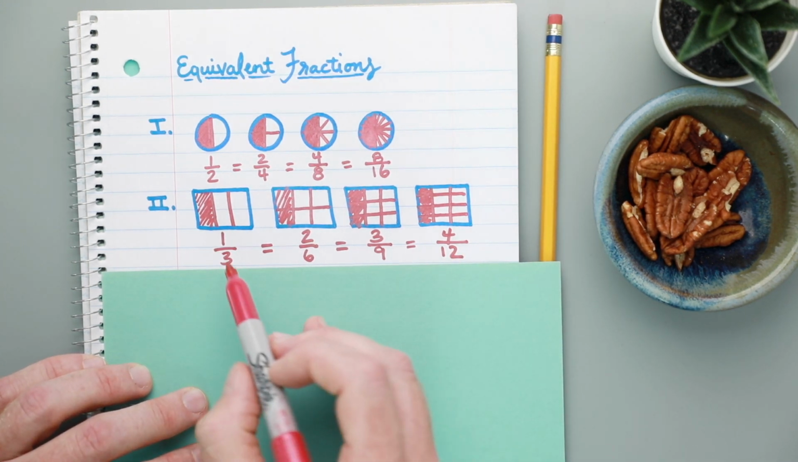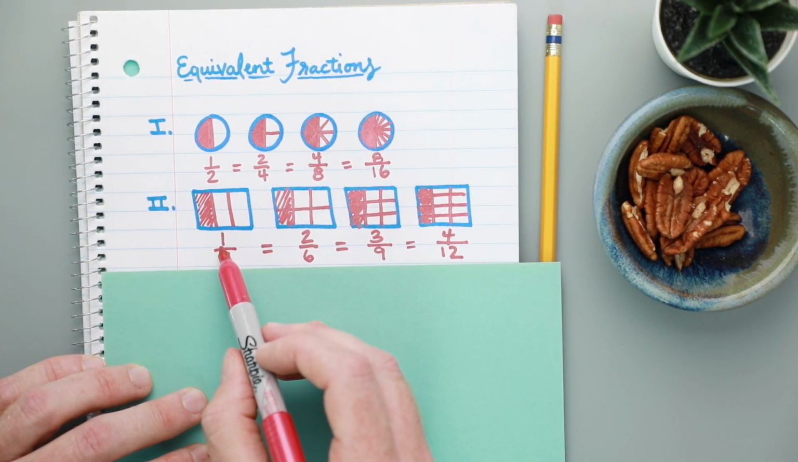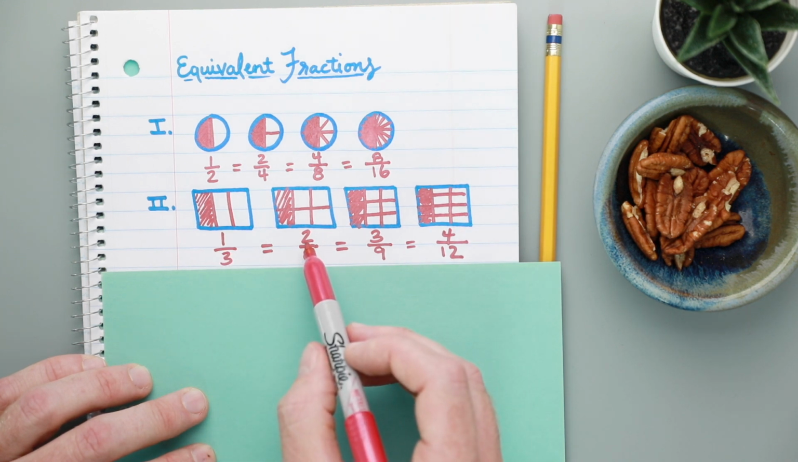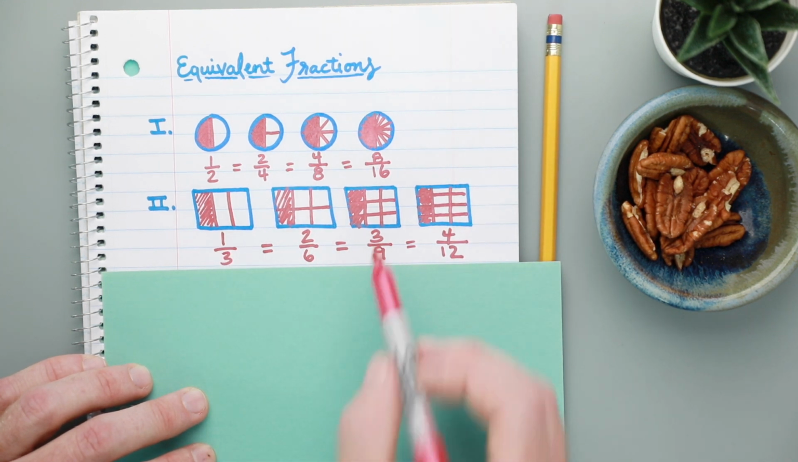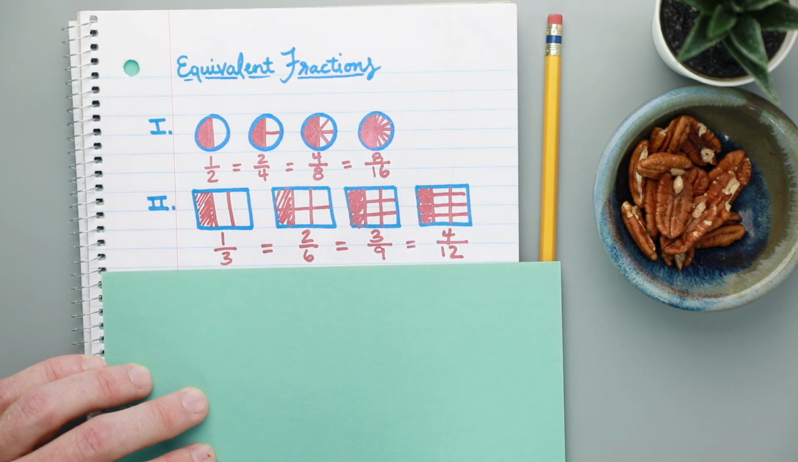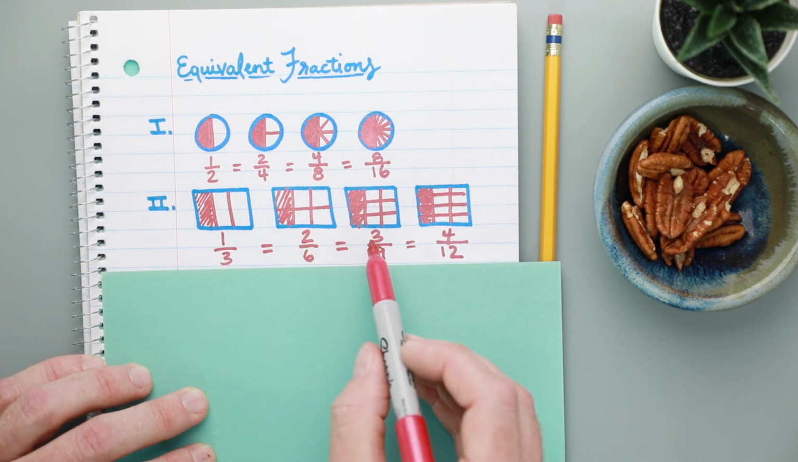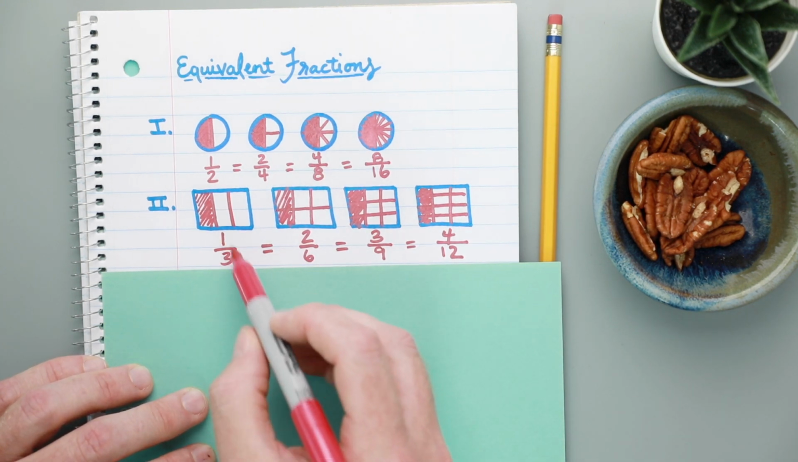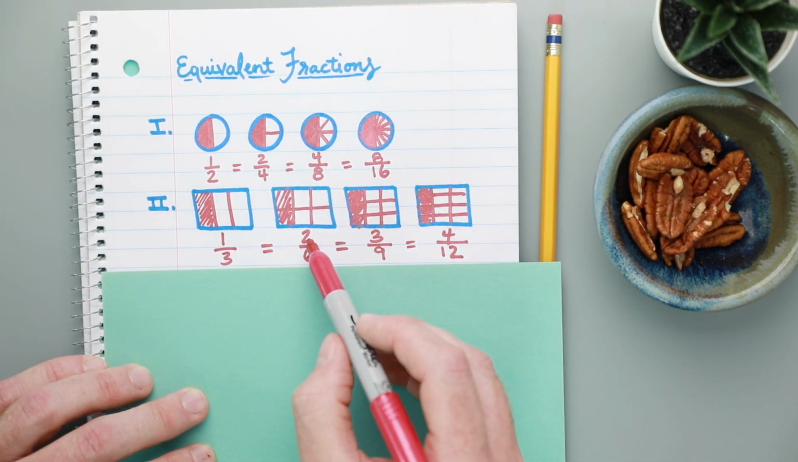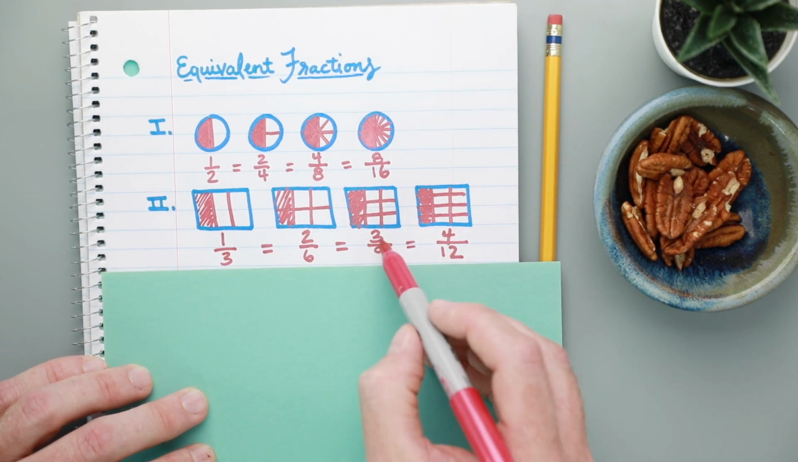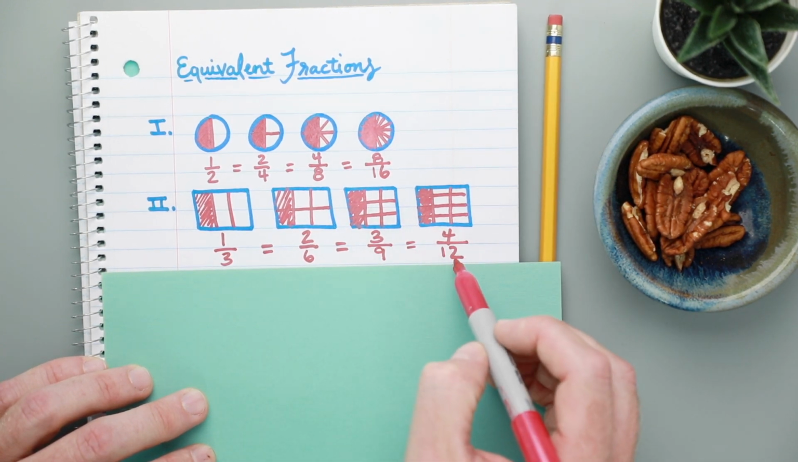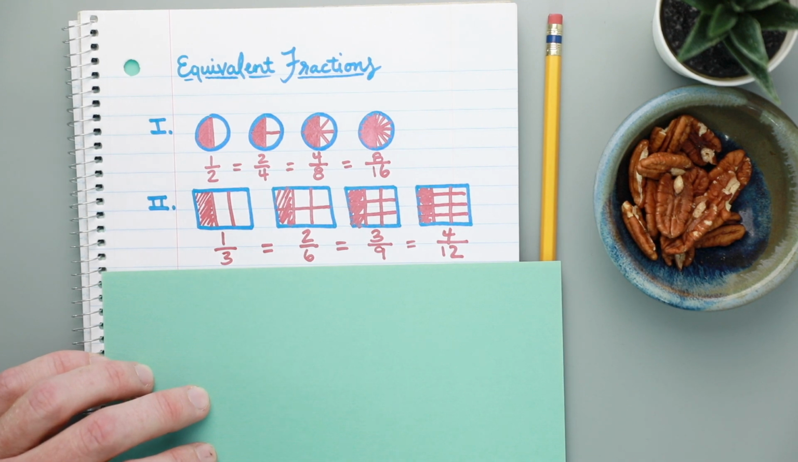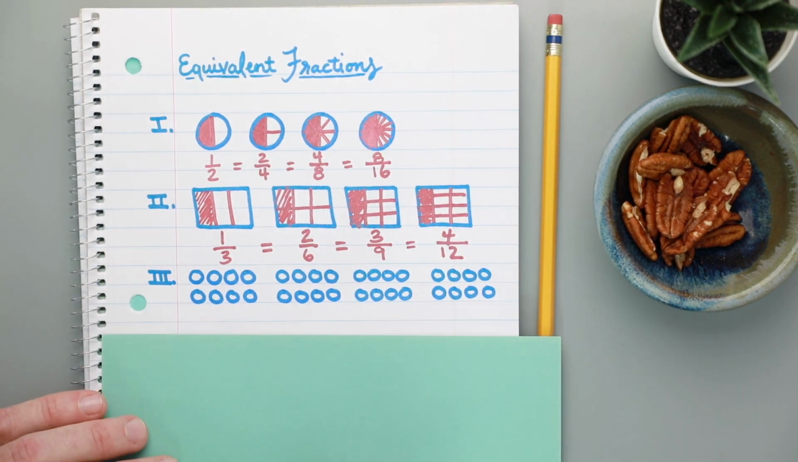Let's see if there's a pattern here. If I double 1, I get 2. If I double 2, I get... No, that doesn't work. Oh, wait a minute. It's simpler than that. 1, 2, 3, 4 across the top. 1 times 3 is 3. 2 times 3 is 6. 3 times 3 is 9. And 4 times 3 is 12. There's almost always a pattern. All right. On to our number 3.